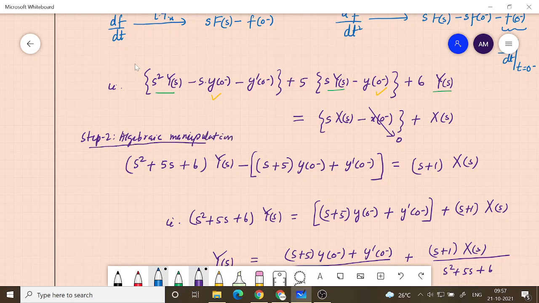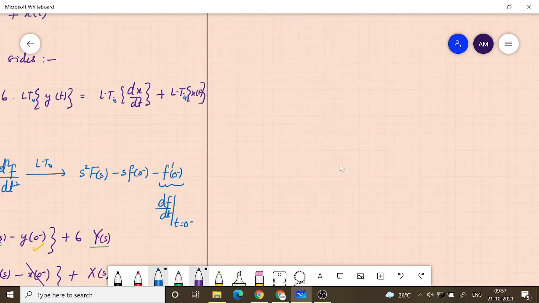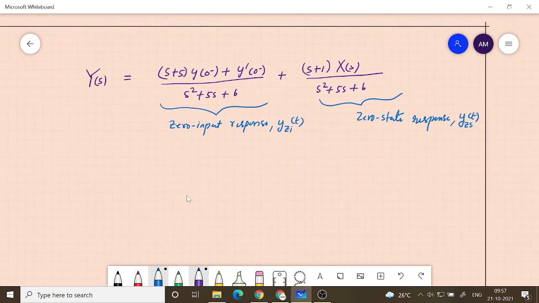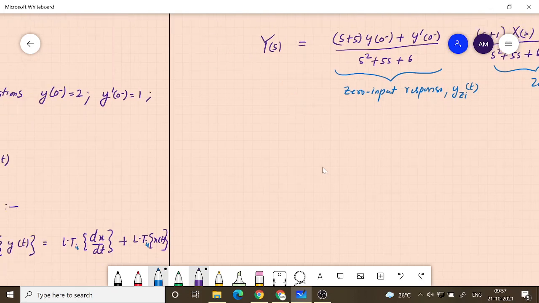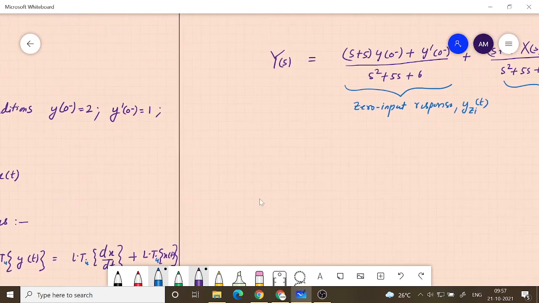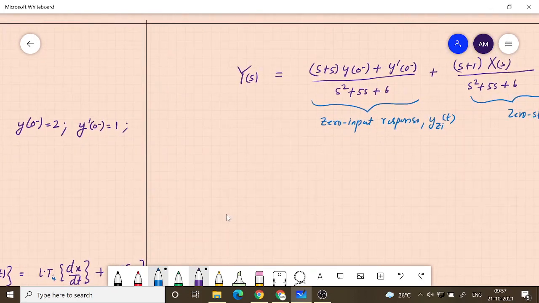Okay, so that is step 2. Now after that we got this final expression, and the third step now we need to do is basically taking the inverse. So before we do this third step, why not now put in these initial conditions. We are given that y of 0 minus is 2 and y dash of 0 minus is 1. So let me just substitute these terms.